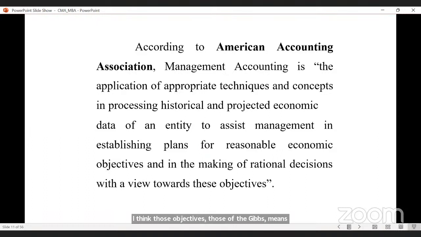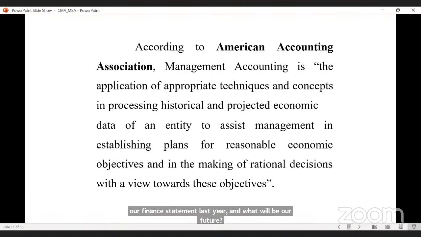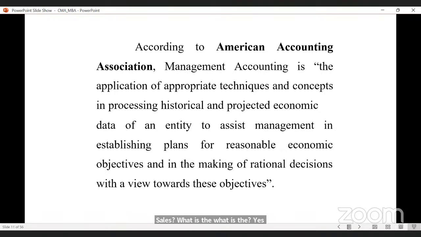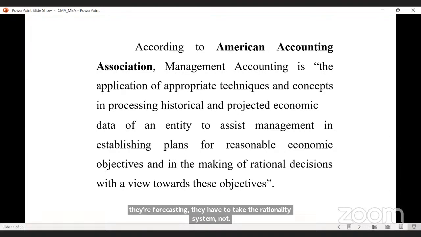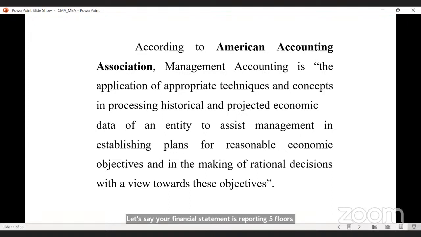What were the sales we have already reported in our financial statement last year, and what will be our future sales? Basically, they can forecast for future years. So whenever they are forecasting, they have to take rational decisions, not irrational decisions. Let's say your financial statement is reporting 5 crores of sales. You cannot forecast that you are going to achieve 500 crores or 5,000 crores of sales in the next year. So here your decision will be irrational.